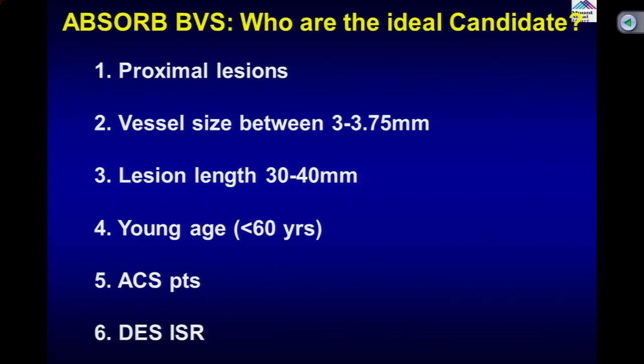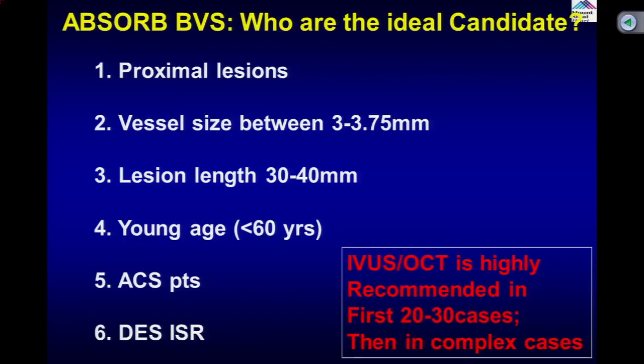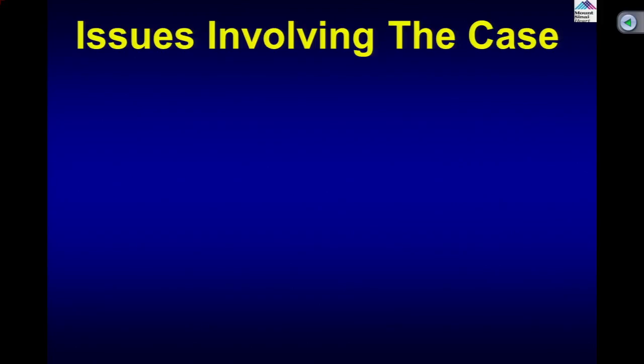Young patients and patients with acute coronary syndrome, which have a delayed endothelization of the DES, and of course maybe the DES ISR. The trial is ongoing at present, but maybe for DES ISR, the Absorb BVS will make better sense in those cases. IVUS and OCT is highly recommended in early cases to understand the mechanism of expansion and full apposition, and of course continue in the complex cases.